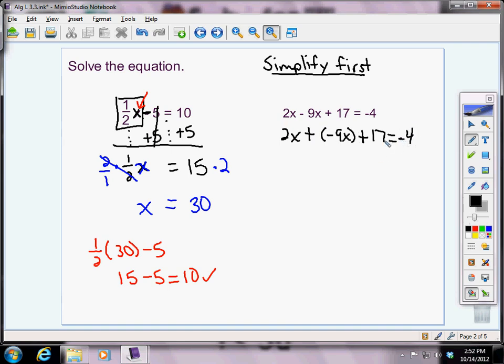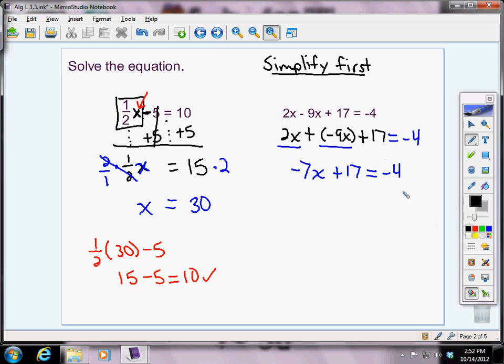If we were just given this, and I said, okay, simplify this expression, you would say, oh look, we have like terms. We have 2x's and a negative 9x's. That would combine to give us a negative 7x plus our 17. Well, let's do that, except don't forget, we set it equal to negative 4. That's what I mean by simplifying first. We combined our like terms, and once we do that, we have a simple 2-step equation to solve.